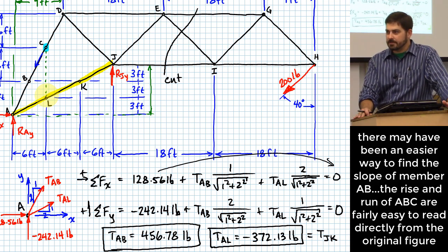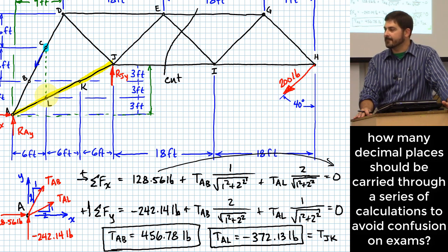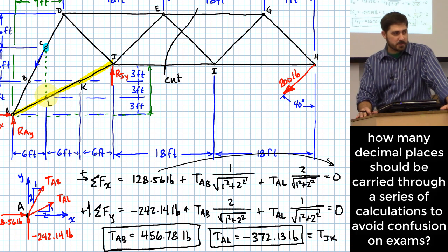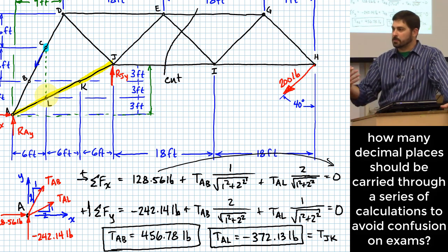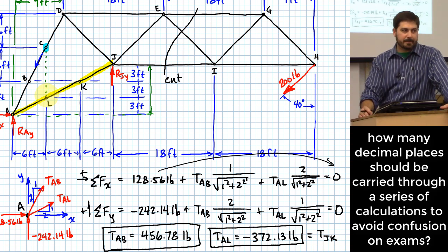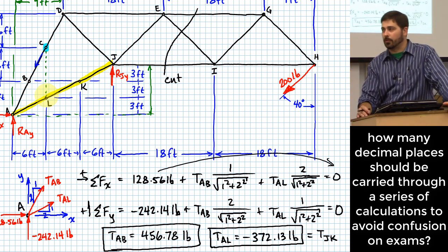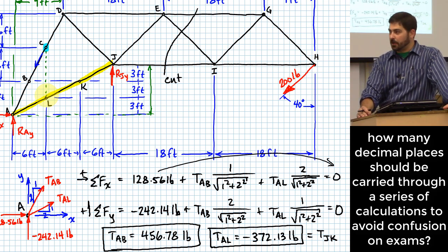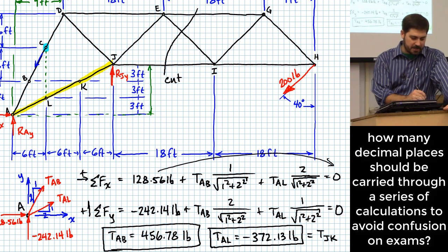Any other questions? Yeah. Question is, if you're on an exam and you have one like this where you have to use a previous result in a subsequent calculation, how many decimal places should you carry along the way? Okay. The best answer is store your results into variables in your calculator. Okay, good question. Someone says, how do you do that?